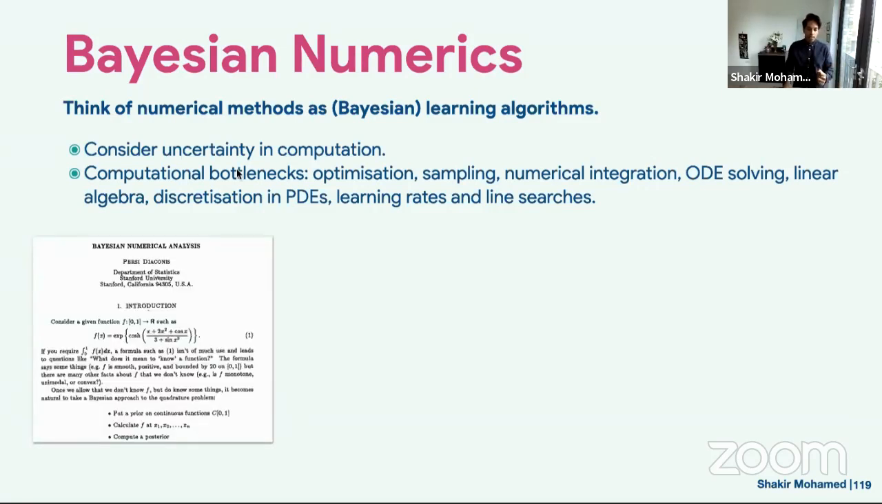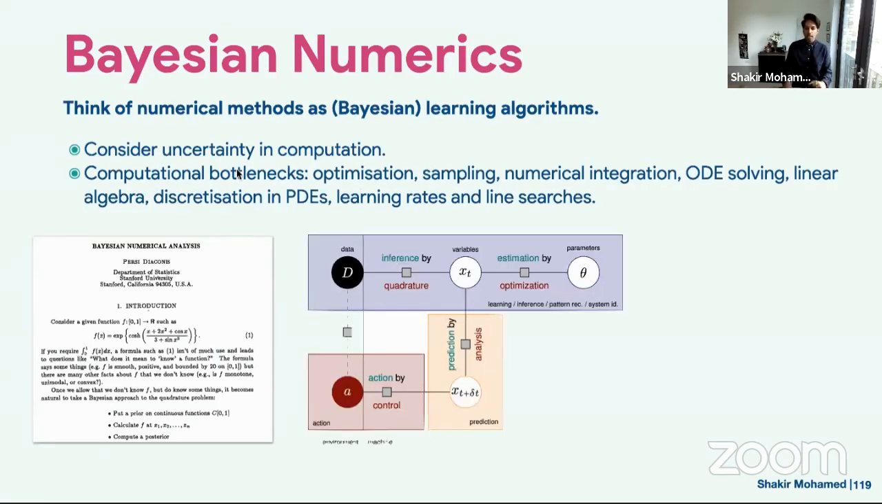And so one of the classical papers, other than the paper that I showed you earlier on Monte Carlo is fundamentally unsound, is this paper by Percy Diaconis called Bayesian Numerical Analysis, and it will do exactly that.